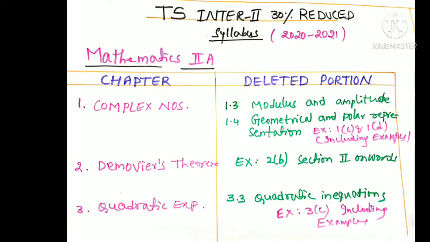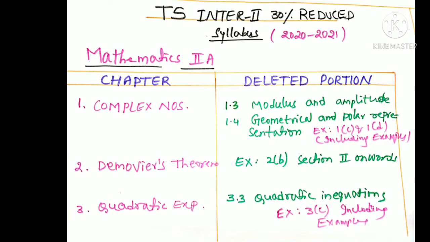First of all, look at the second year mathematics 2A portion. What syllabus is reduced in the year 2021, I have given clearly and in detail here. First of all, the chapter name and related portion I mentioned here. What is the first chapter? Complex numbers. It is mentioned that 1.3 modulus and amplitudes and 1.4 geometrical and polar representation of complex numbers, simply, indirectly, exercises 1C and 1D are deleted completely, including the corresponding examples.